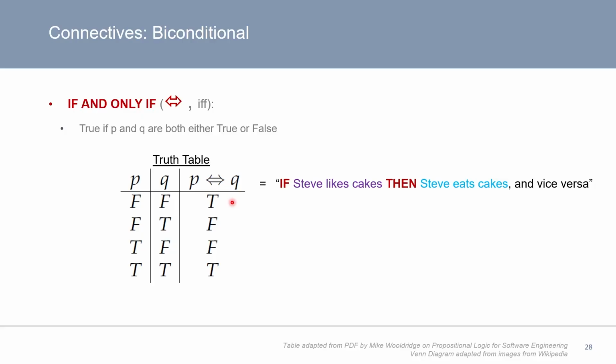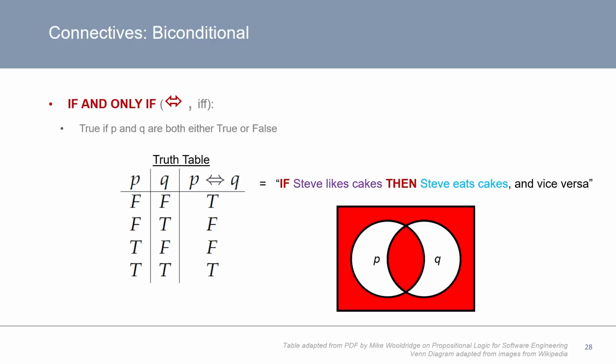Note how P biconditional Q is only true when the atomic propositions P and Q are either both false or both true. Here's the Venn diagram describing the biconditional. We can see that something is only false when either P alone is true or Q alone is true.